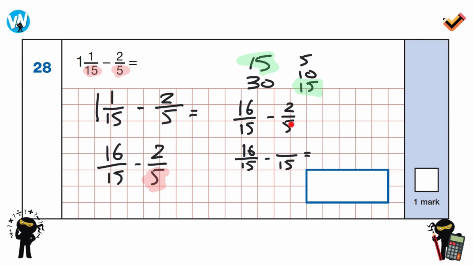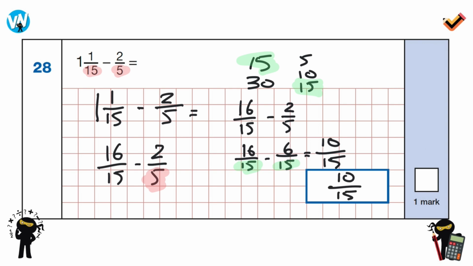And then I'm thinking, how do I turn 5 to 15, which is times by 3? So I need to times the numerator by 3, which is 2 times 3, which is 6. So I can write that in, and then I'm in that perfect position of the denominators being the same. So I can just subtract. 16 take away 6 is 10. So I'm left with 10 over 15, which is my answer. Very, very simple.